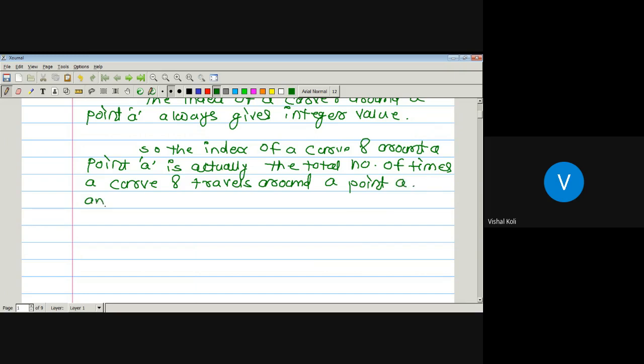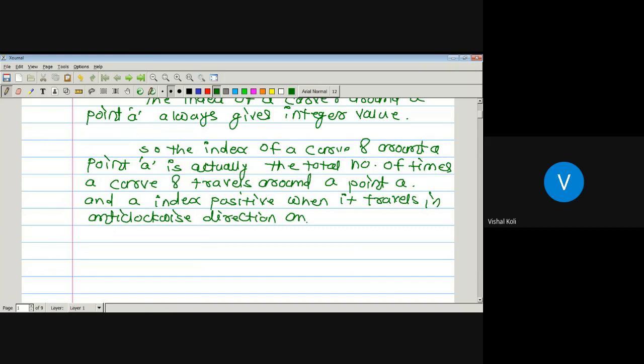And the index is positive when it travels in anti-clockwise direction, and it is negative when it travels in clockwise direction.